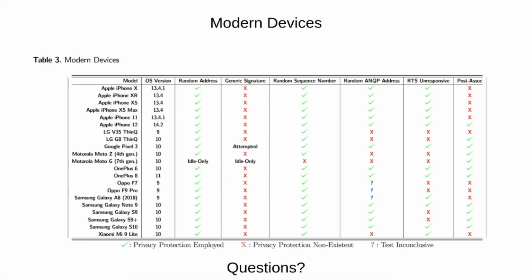Most devices have a random sequence number now. ANQP and RTS, so these active attacks, are a bit of a mixed bag. Some devices still vulnerable, some not, depends on the manufacturer. And there's been marked improvement. And post-association is almost entirely based on operating system. So if you have a device that's Android 10, or an iOS 14 or higher device, it's going to be doing post-association randomization almost certainly. And if you don't, then it won't.